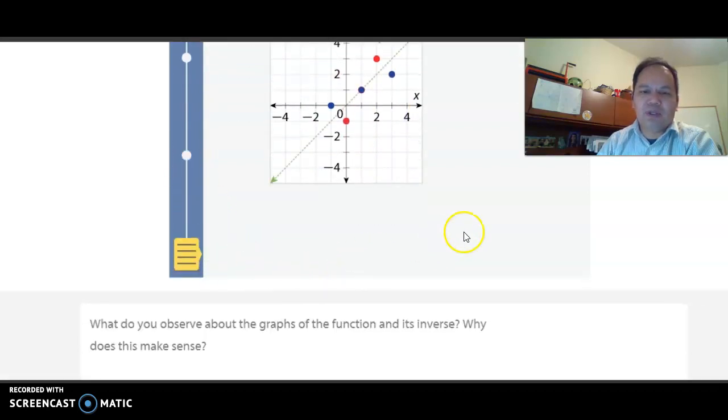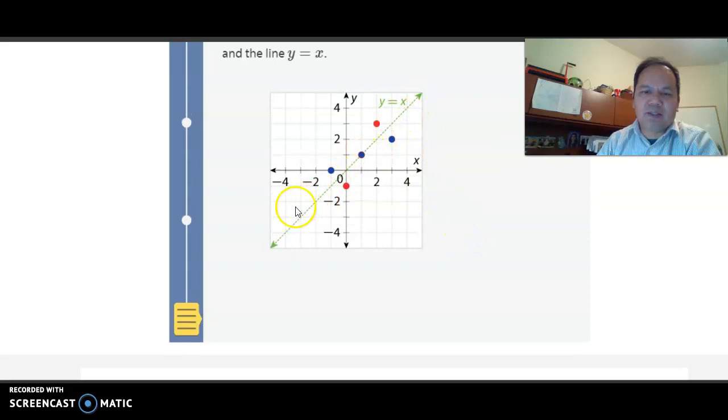So watch here. There we go. So this is called the line of reflection. See that? It flipped. It's like a mirror image, right?